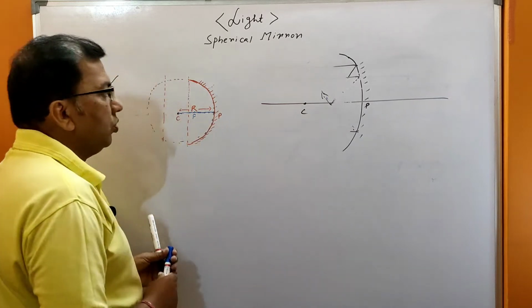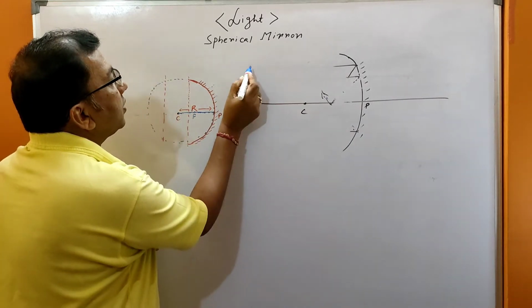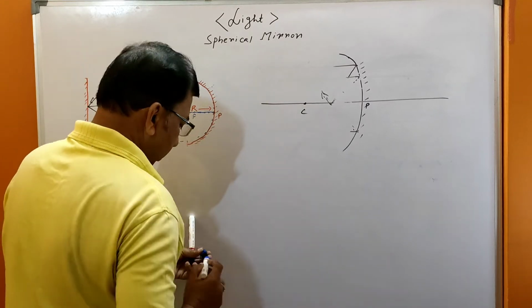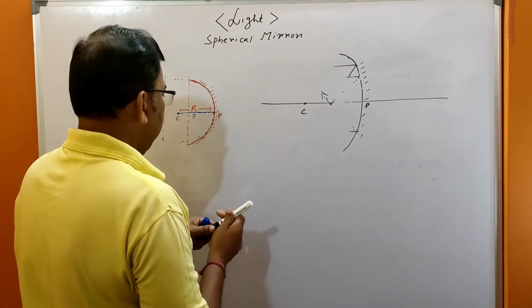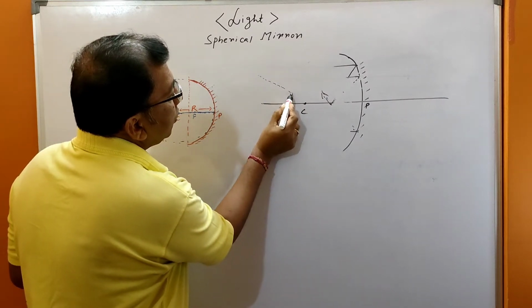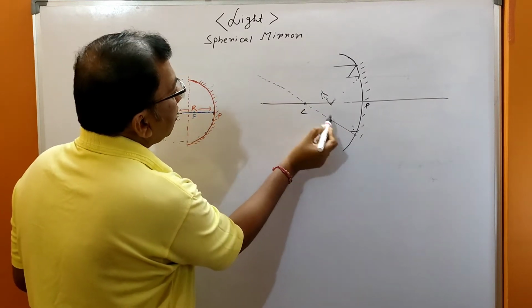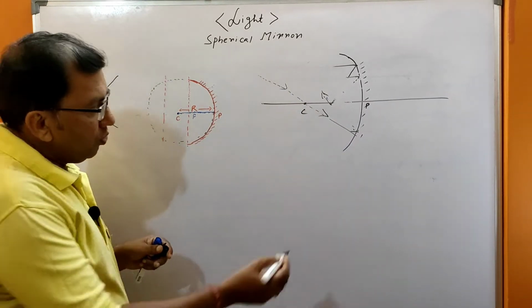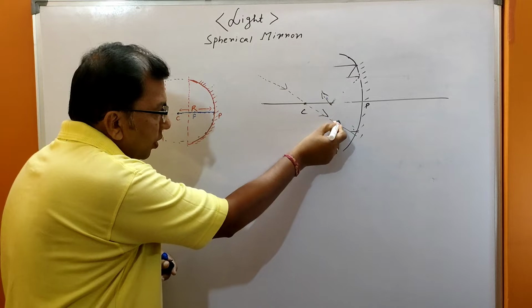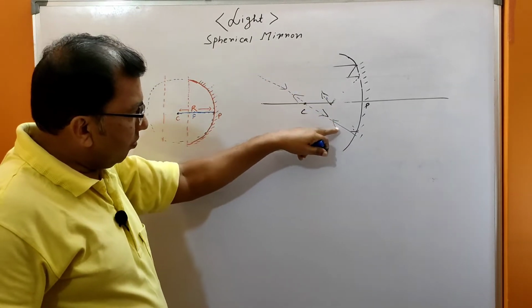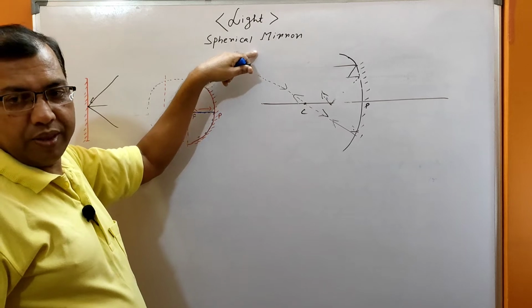And the third point: if a ray passes from out here through the center of curvature, that is through this, in this way, it will return back in the same direction.